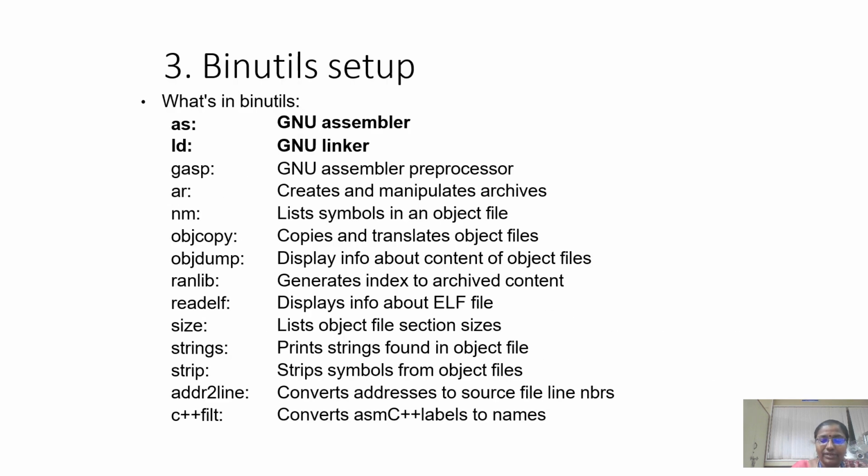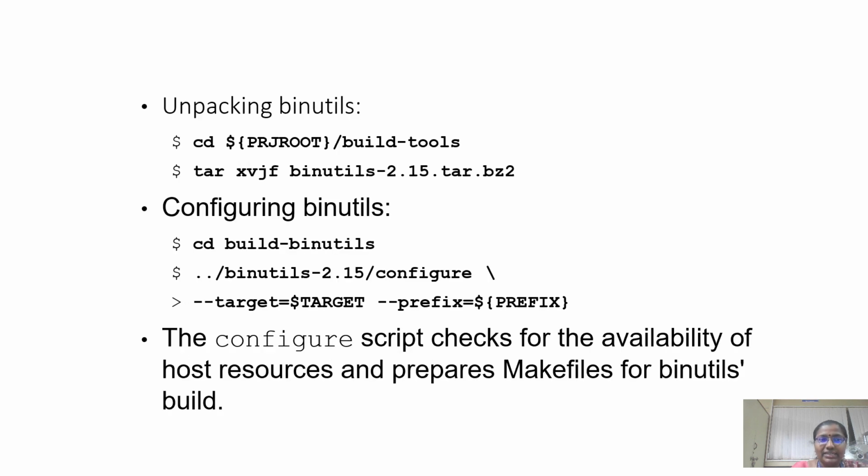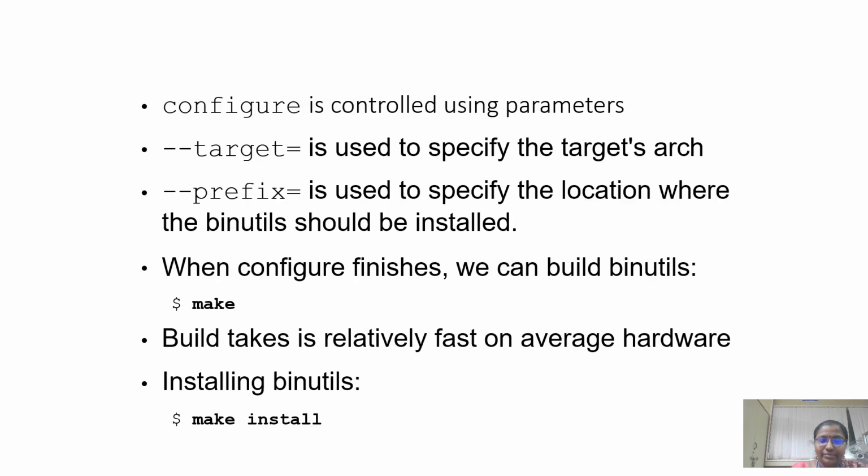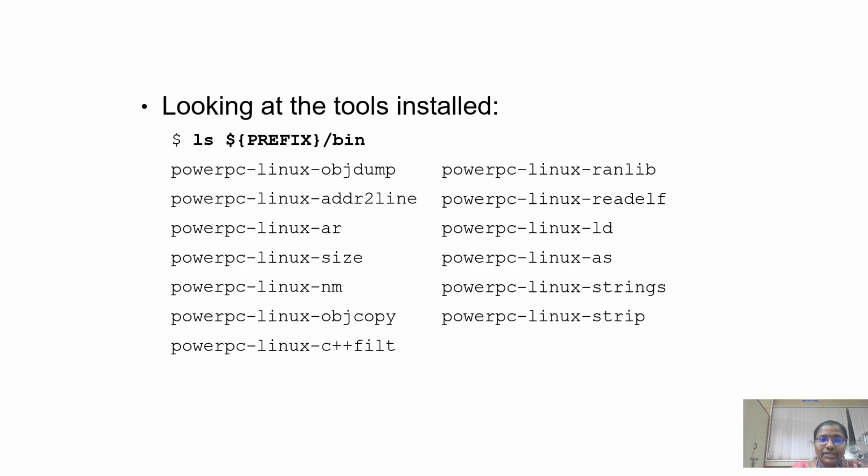To set up the binary utilities under the GNU toolchain setup, first you have to unpack the binary utilities directory downloaded from your Linux kernel tree using the tar command. Then configure using the make command, and install the binary utilities using the make install command. Now look at the directory: ls under root, under the bin directory, you can see all the binary utilities files have been installed.